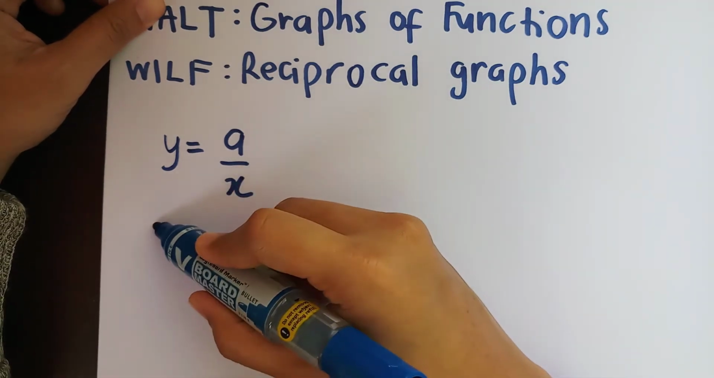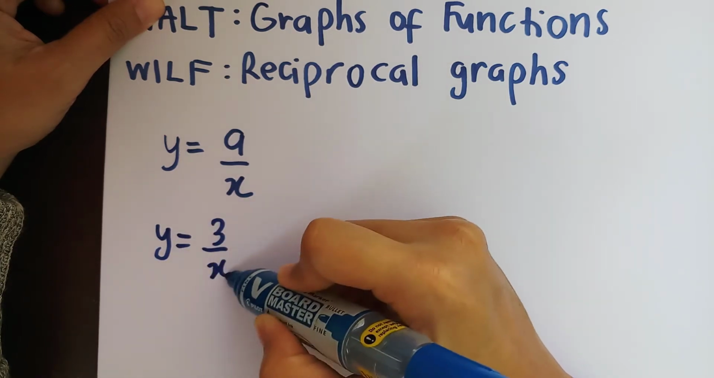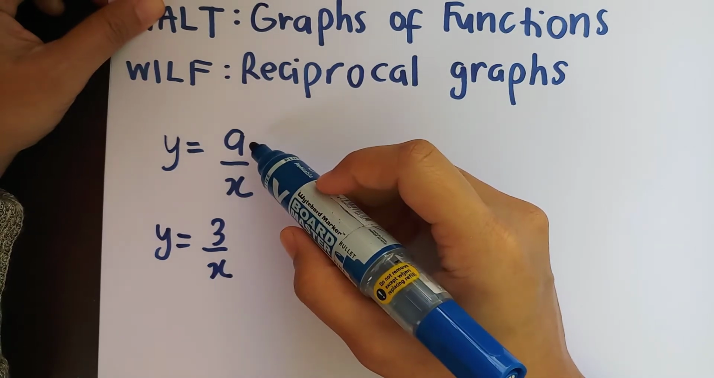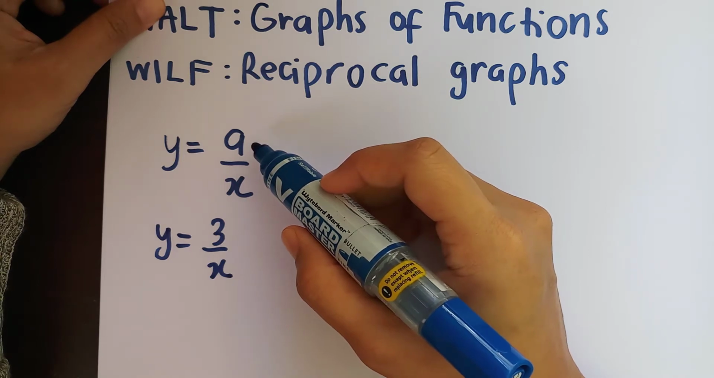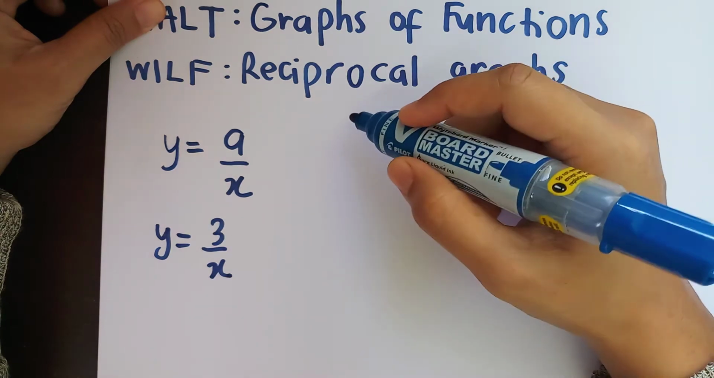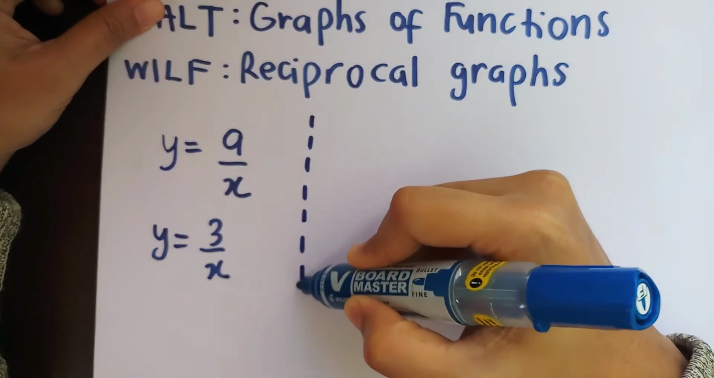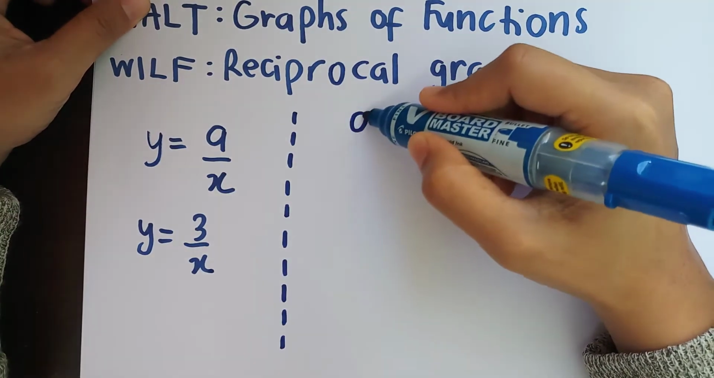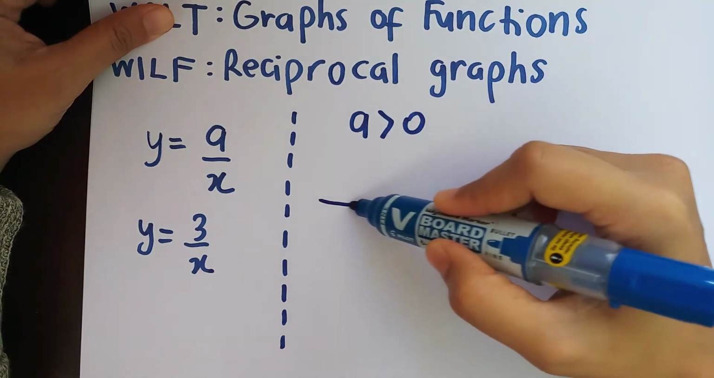So you can have something like y equals 3 over x. This is still a reciprocal. So a here can be any value, that doesn't matter. But the value of a will indicate the shape of your graph. Please copy this inside your notes.